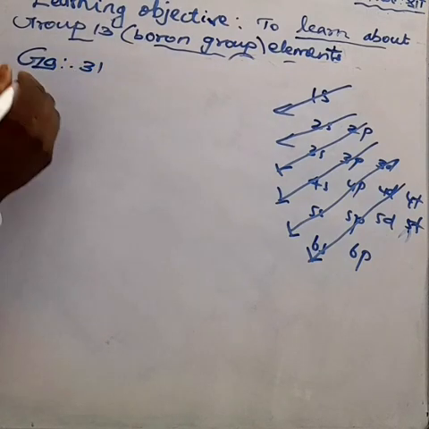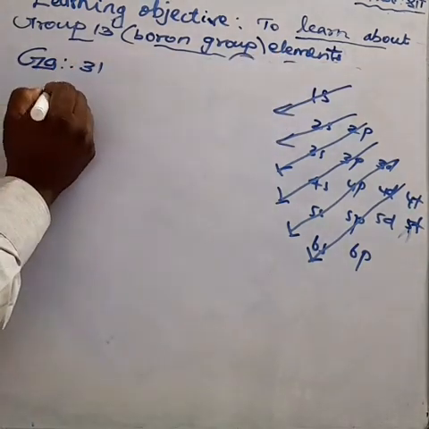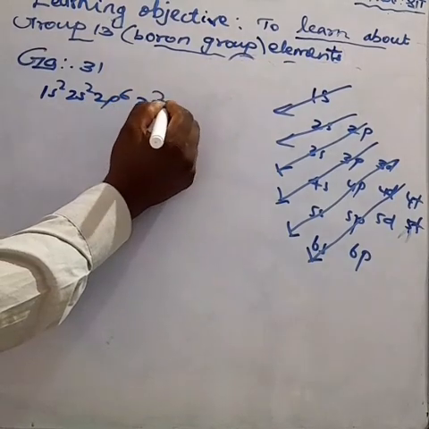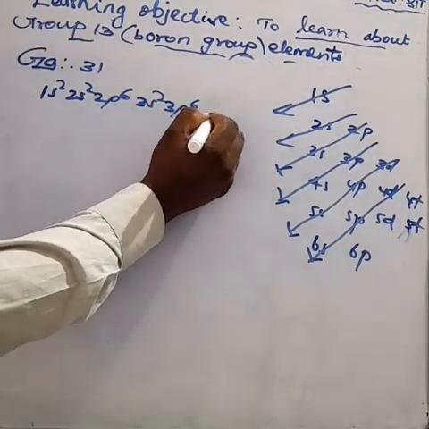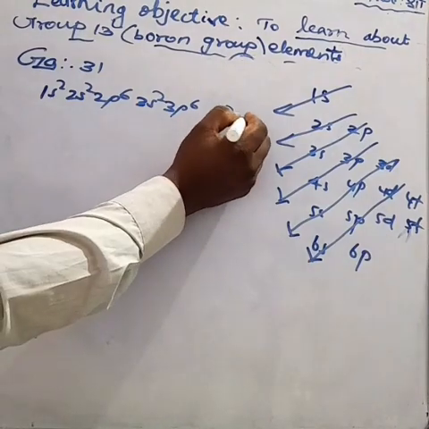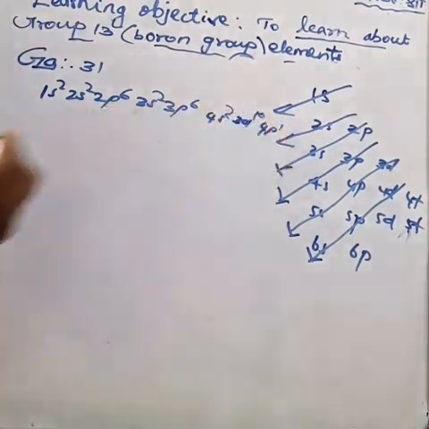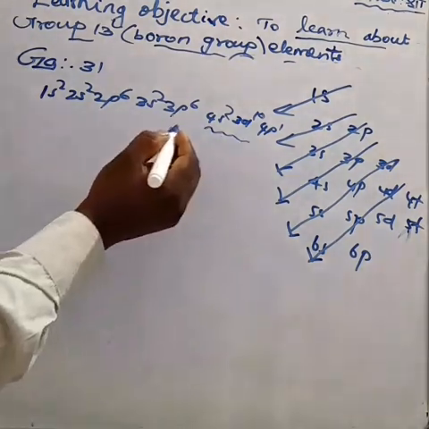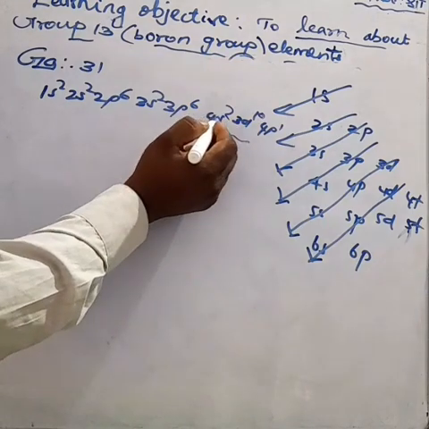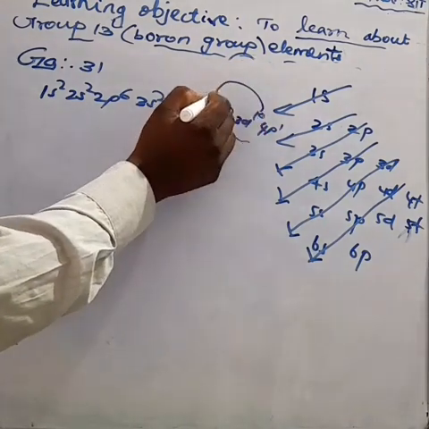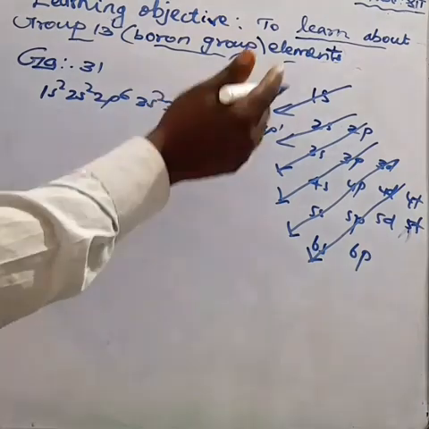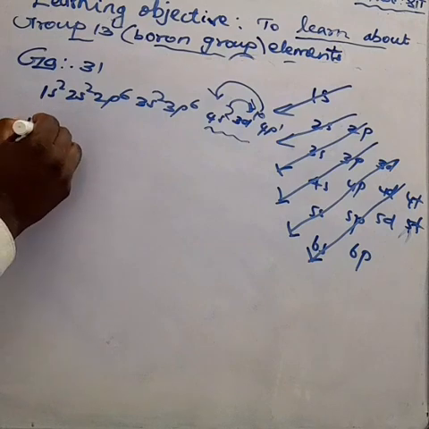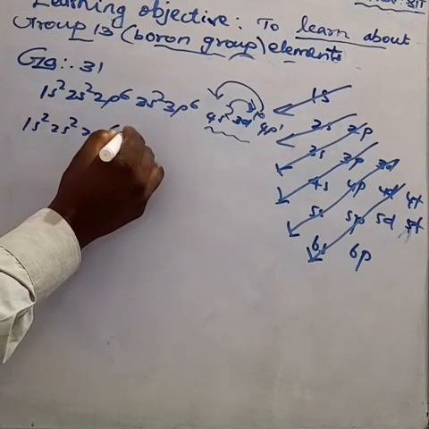Start here: 1s2, 2s2, 2p6, 3s2, 3p6, 4s2, 3d10, 4p1. Am I right? 4p1. Yes or no? So the d shell is completely filled. Am I right? The 4s is also completely filled. So in this it can be interchanged like that. The 3d goes inside and the 4s comes outside. So how can we write the electronic configuration? 1s2, 2s2, 2p6, 3s2, 3p6, 3d10, 4s2, 4p1.